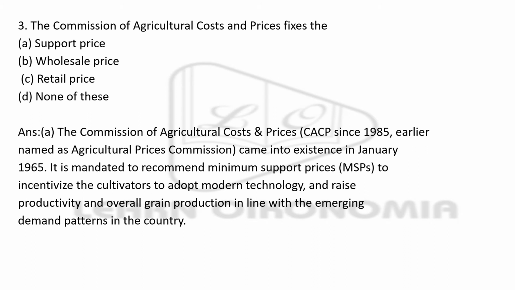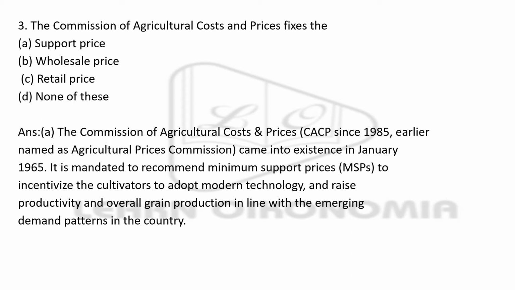Next, you have the question related to agriculture costs and prices. This is a very important area. CACP is a very important body which came into being in 1965 to recommend the minimum support prices to the cultivators, and also it helps the cultivators to adapt modern technology. It helps to raise productivity, and also helps to increase the overall grain production to meet the increasing demand in the Indian economy.